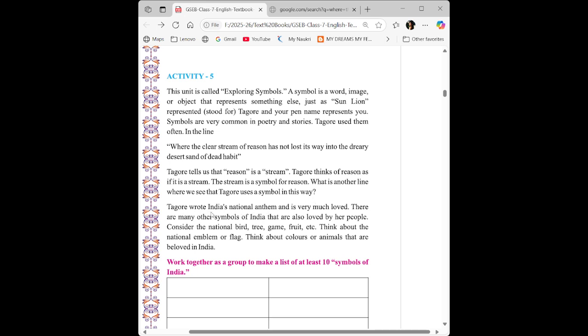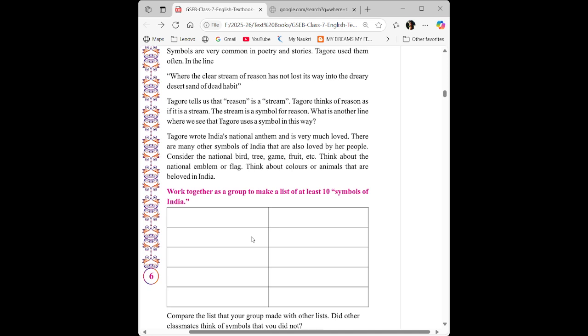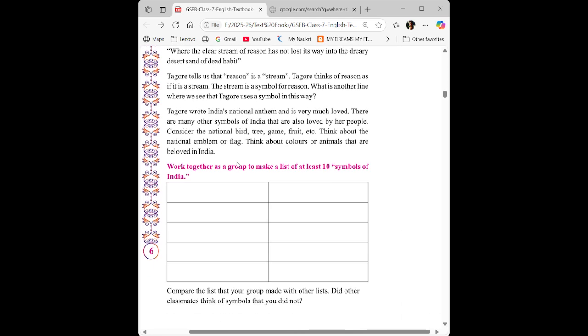Now see, he wrote India's national anthem, and it is very much loved. We sing it in our schools every single day, right? There are many other symbols of India. They are loved by people. So let's find out, do you know what is the national bird of India? Yes, it is peacock. The tree, that is a banyan tree.